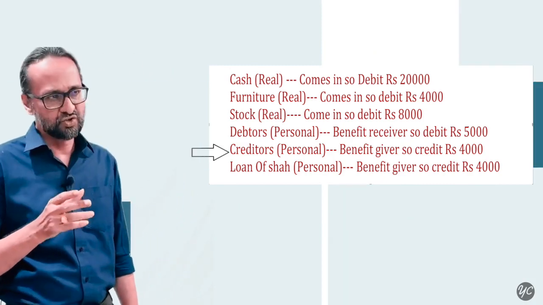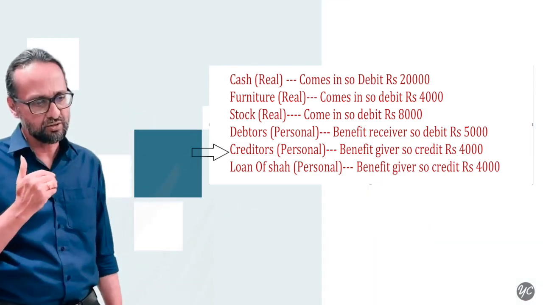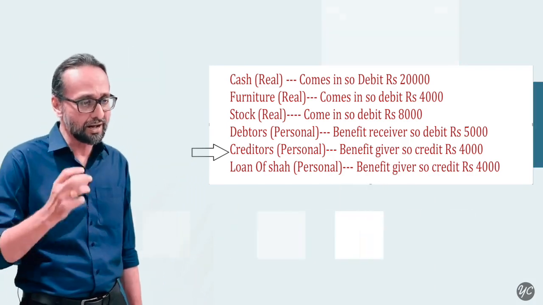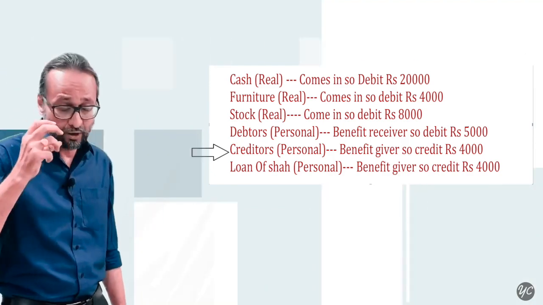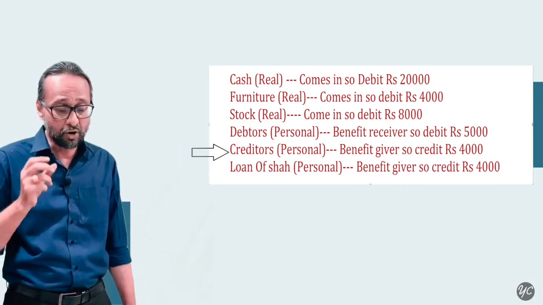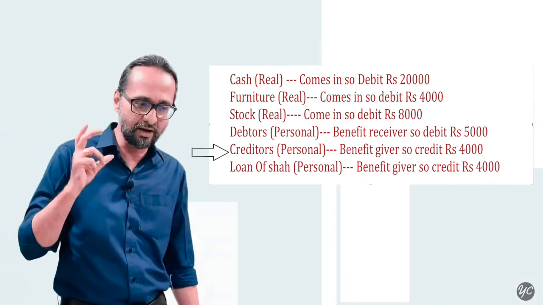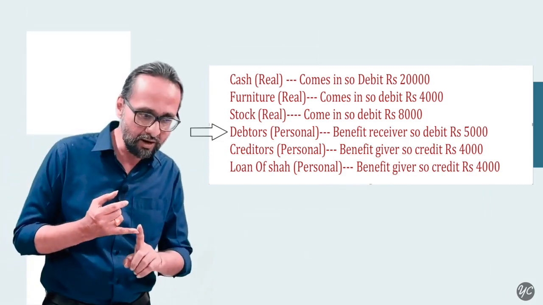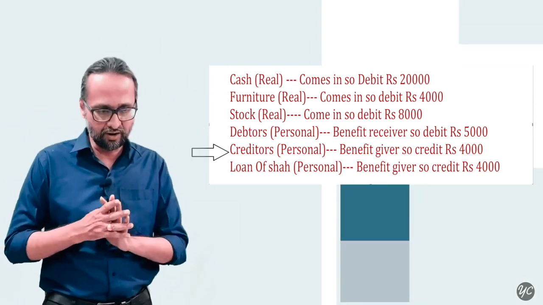Now creditors. Similarly, like debtors, the creditors account is also a personal account, because a creditor is a living person or some organization, some corporate, so it is a personal account. But here creditors are always giving benefit to the business. So what is the creditors account? Credited, because creditors are giving benefit to the business. Again, I repeat, debtors are benefit receivers, so the debtors account is debited. Creditors are benefit givers, so his, her or its account is credited.